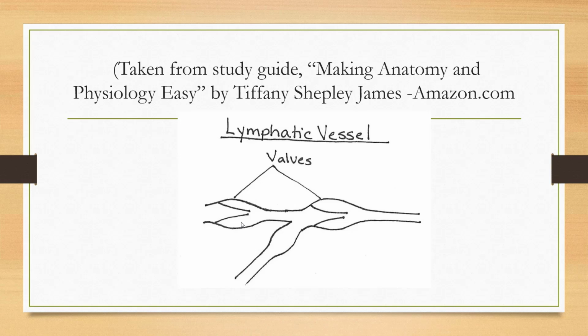The valves will prevent backflow of lymph within the lymphatic vessels, especially in your arms and legs. Pressure in the lymphatic system is very minimal, so the valves are super important to maintain normal lymph flow toward the thoracic cavity. Contractions of your muscles surrounding the lymphatic vessels will help with this lymph flow.